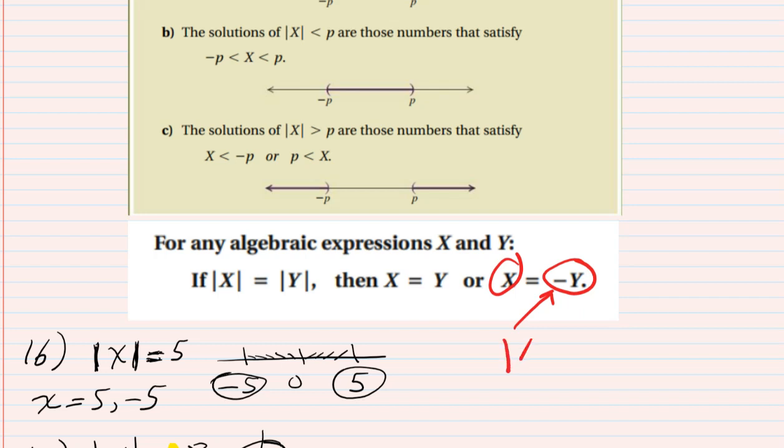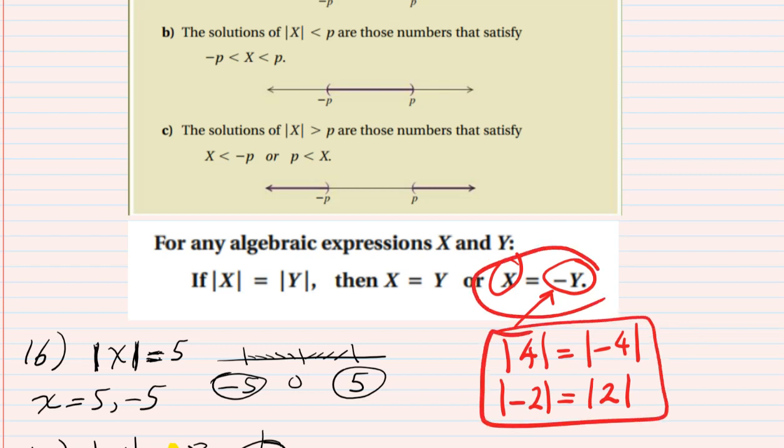One of them could be, for instance, 4, absolute value. The other one could be negative 4. So those are equal, aren't they? If we ignore the negative sign, they're both 4 units away from 0. Or this could be negative 2. The other one could be opposite. That is true. Now, both of these are included in that condition.